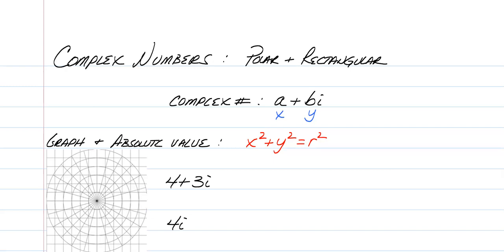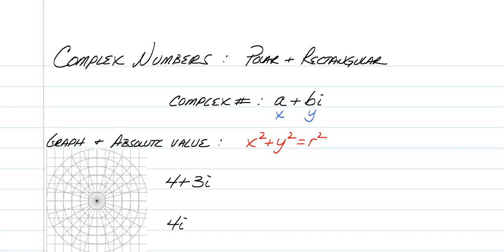Hey everybody, this is Longo, and in this video we are going to cover complex numbers in both the polar and rectangular planes. And just a reminder, complex numbers are a combination of real and imaginary numbers in the form of a plus bi, where your a is your real number and b is your imaginary number.